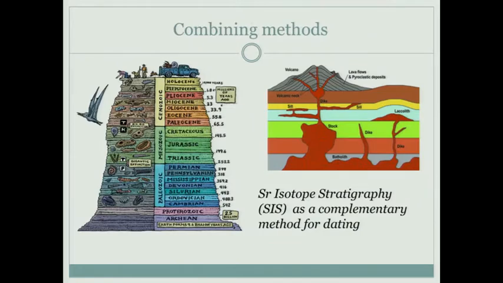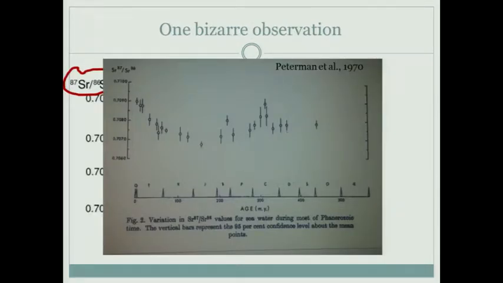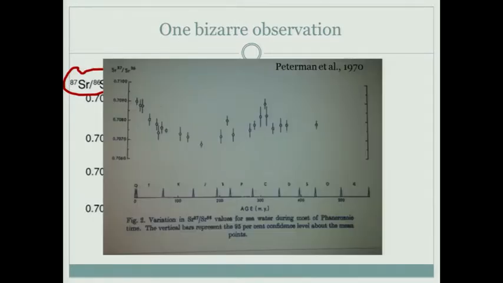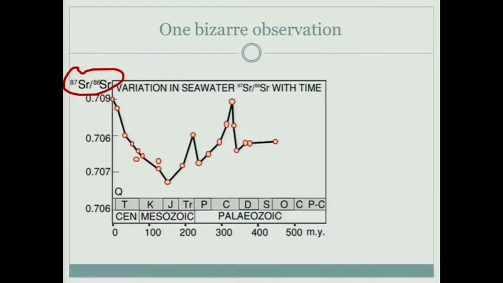Okay, I'll probably keep doing this. And it all started from one bizarre observation. What was the observation? The observation was that strontium isotope composition, and I will explain what it is, changes in the ocean, as you can see here. This is by Peterman et al. 1970, and with time. So, and why is it so bizarre? Here, I'll show you it in a better way.